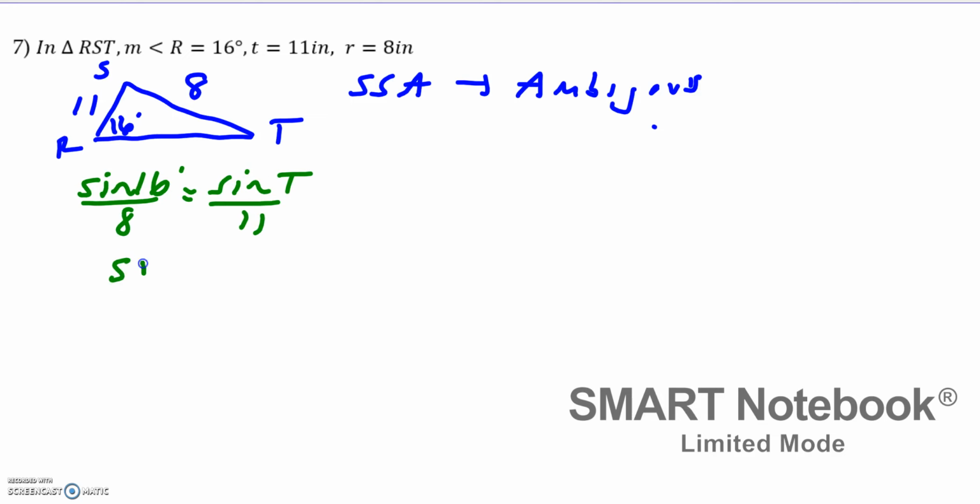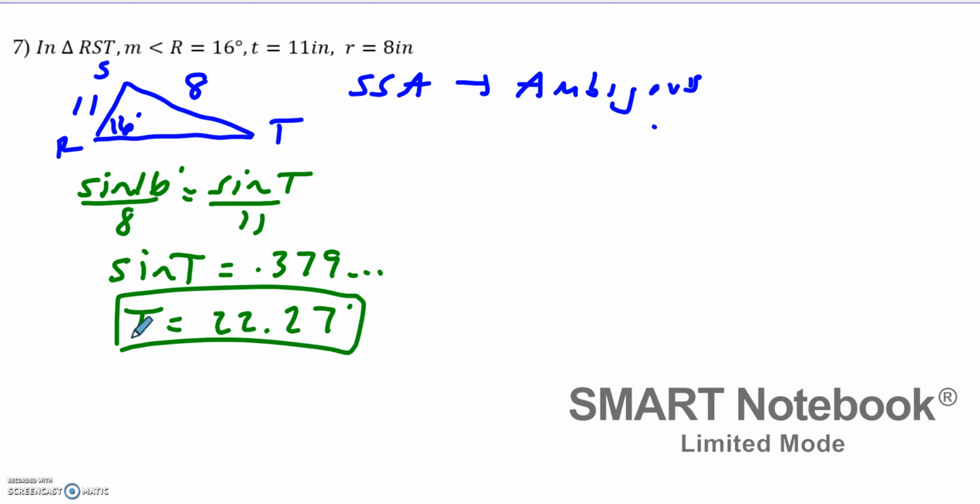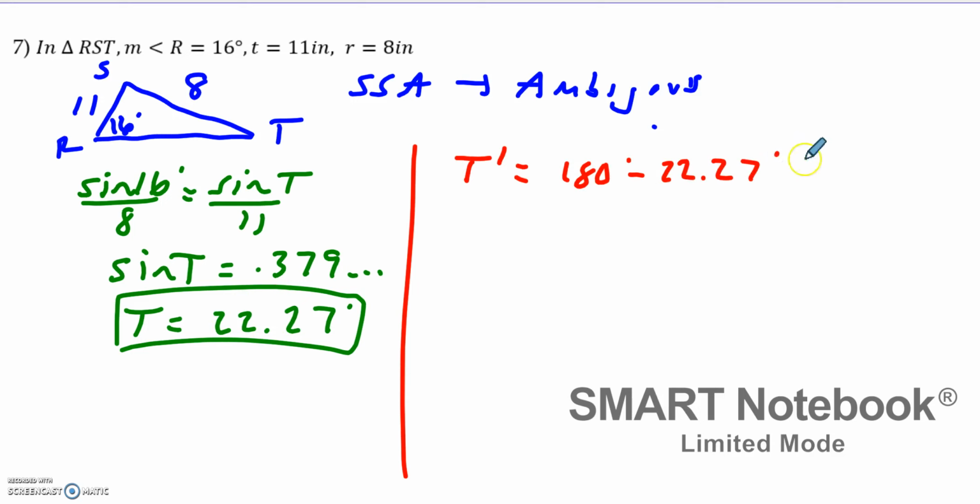If I cross multiply and solve, I would get sine of T equals 11 times the sine of 16 divided by 8, which would give me 0.379 and so on. If I take the inverse sine of both sides, I would get an angle of 22.27 degrees. So that is one possible answer. But again, right here, we need to assume that we could have another possibility. So if I want to find the obtuse possible angle, I would do 180 minus 22.27 degrees. And if I did that, I would get the supplement of 157.73 degrees.